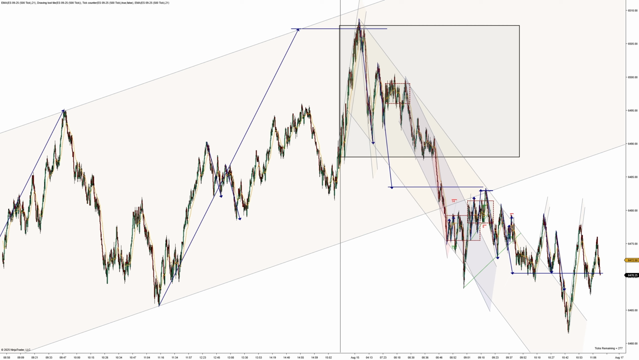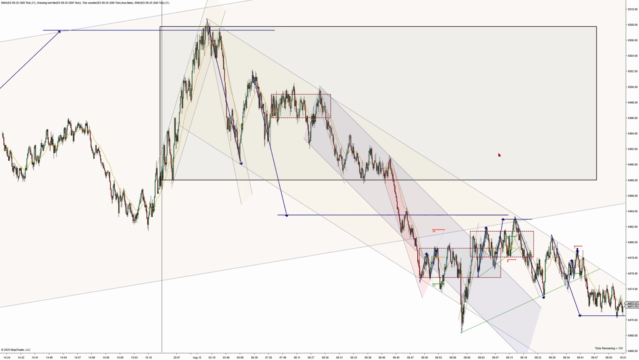Hi everyone, welcome to this review for the ES futures. We're using a 500 tick chart and a 21 EMA. So I started trading around 8 Central Time, which is this area right here. This is our overnight high and this is our overnight low down here. These are our key levels for the day.